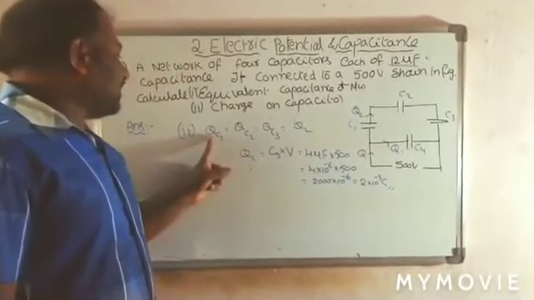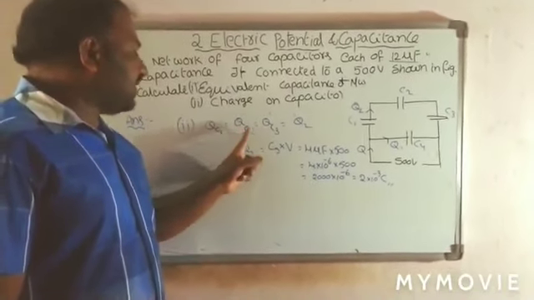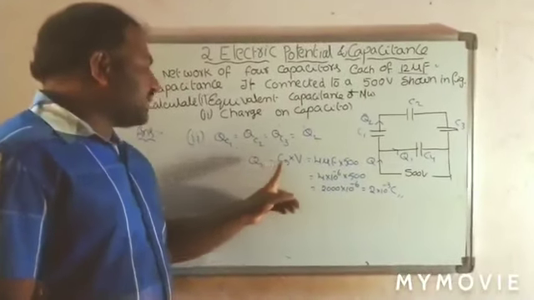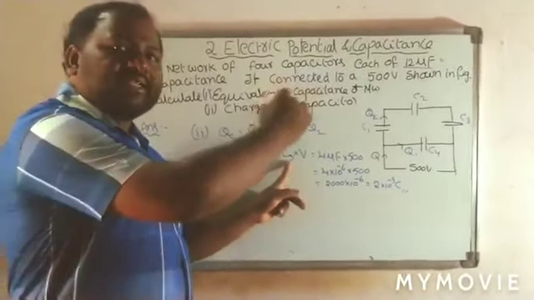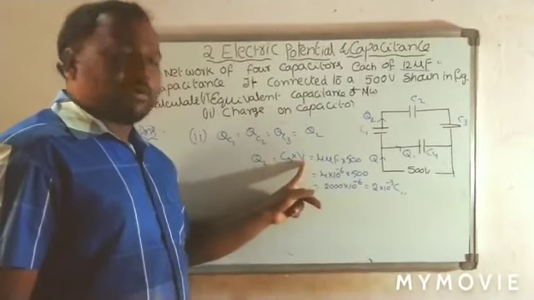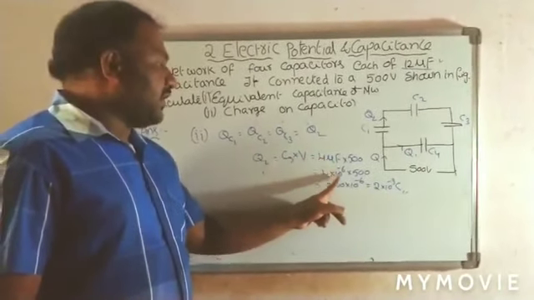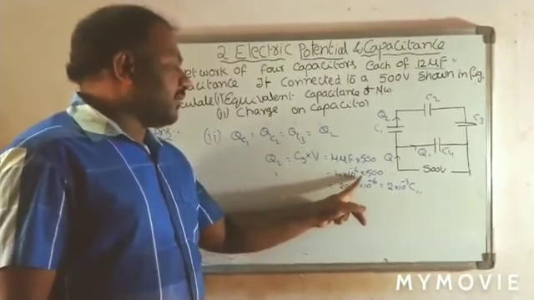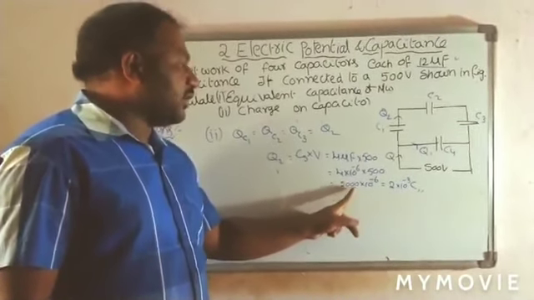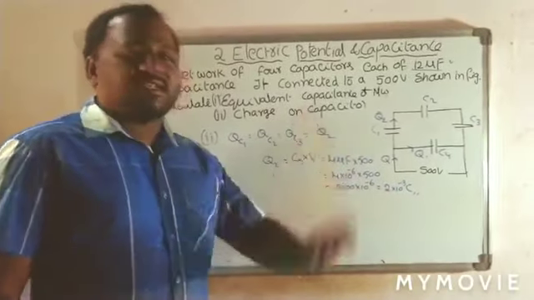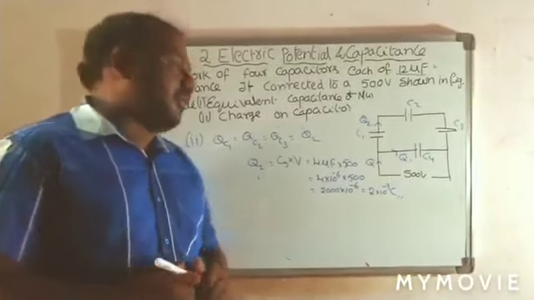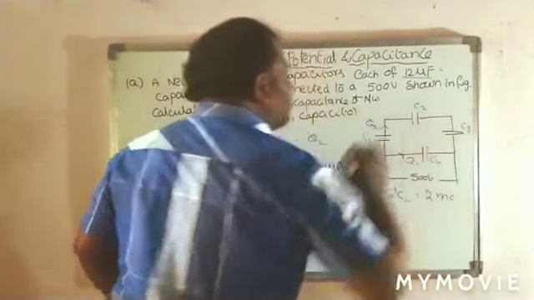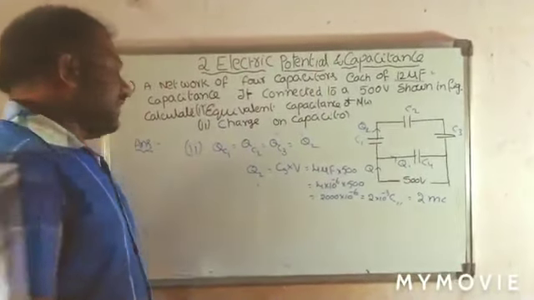So the charge in C1 equals the charge in C2 equals the charge in C3 equals Q2, where Q2 is the capacitance of the series combination into the applied potential 500. That is 4 into 10 power minus 6, where micro is 10 power minus 6, into 500, which is 2000 into 10 power minus 6. That is 2 into 10 power minus 3 coulomb. That is, 2 millicoulomb is the charge in C1, C2 and C3.